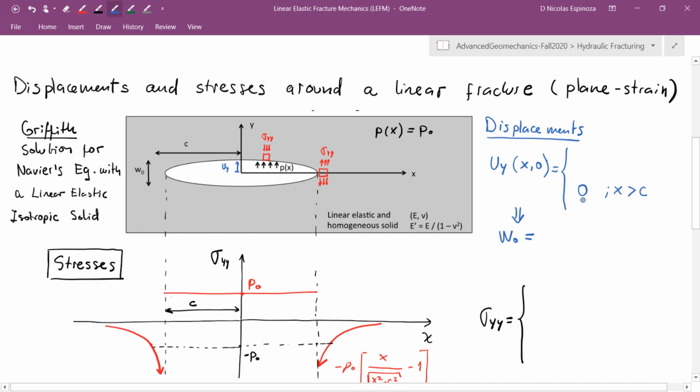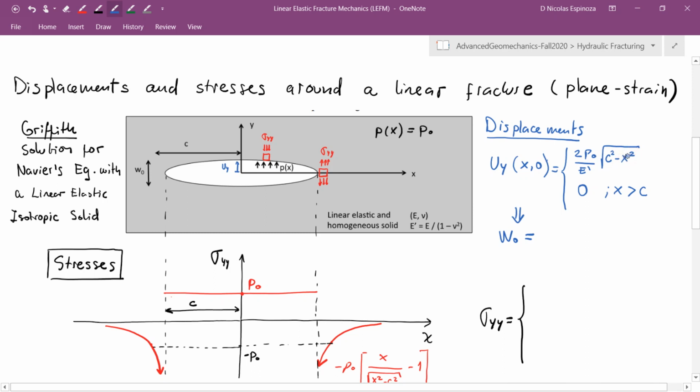All right, the solution within the fracture is given by Griffith, and Griffith found that the displacement is going to be proportional to the net pressure inside the fracture, divided by the plane strain modulus, and that kind of makes sense, right? Because the larger the pressure, the larger the displacement is going to be. The stiffer the solid, the smaller the displacement is going to be, times the square root of the half length squared minus the variable x squared.